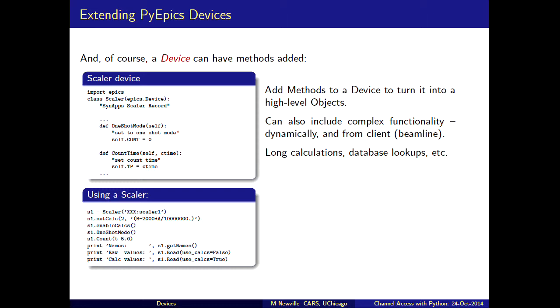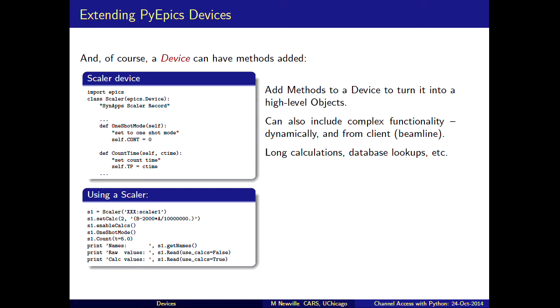When you create a device, you can also add methods to it. So there's a scalar device, and this has setting modes with nice method names, like one-shot mode or count time, that will just set that. That means you can create a scalar, set the calculation, enable calcs and one-shot mode and count. And that will do all of the processing for a scalar record.